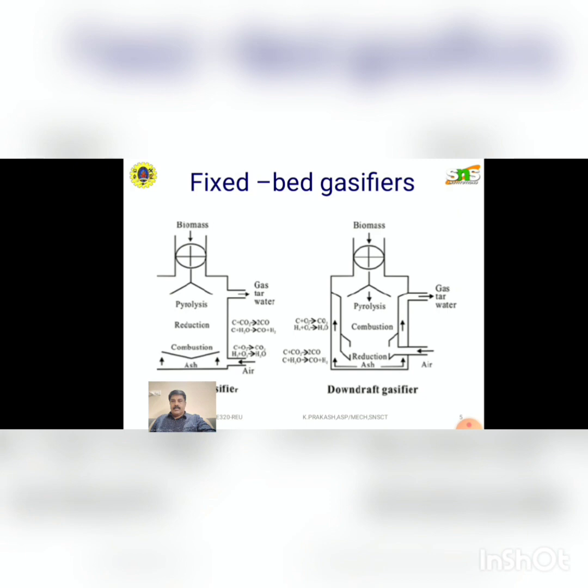The zones of various reactions are the combustion zone, the reduction zone, and the pyrolysis zone. So this is the working of the updraft gasifier, which is on the left hand side of this diagram. Now we are going to the working of the downdraft gasifiers.